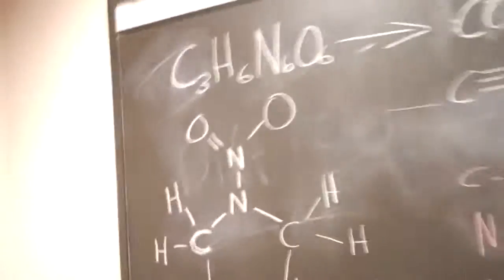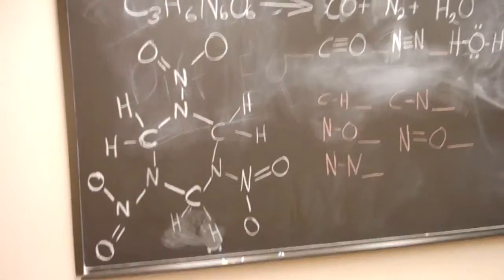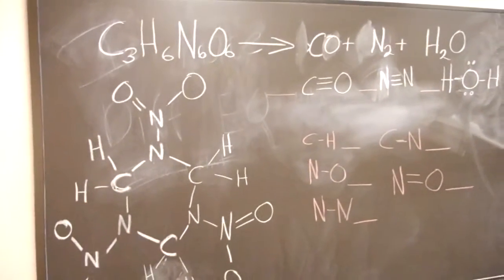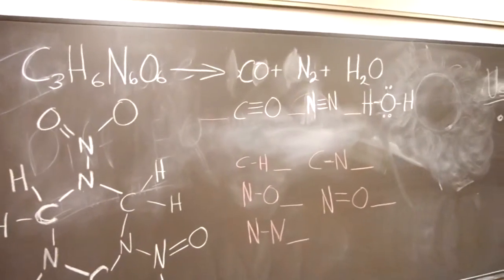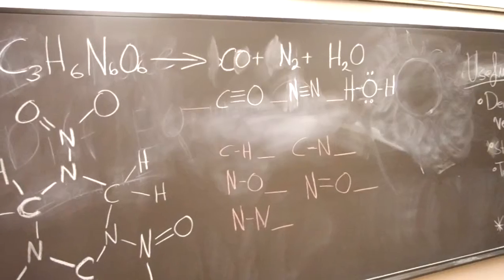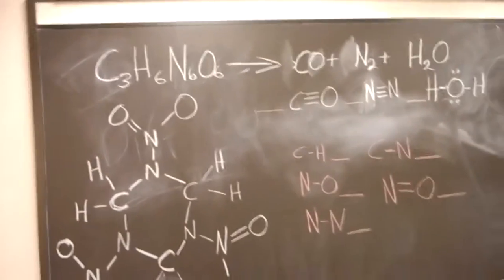So let's look at one such compound. Over here, we have C4, which is C3H6N6O6. Below it is also its Lewis dot structure. Next to it are its products, carbon monoxide, nitrogen, and water, also accompanied by the Lewis dot structures. As you can tell, the chemical equation is currently not balanced. So let's balance it out.